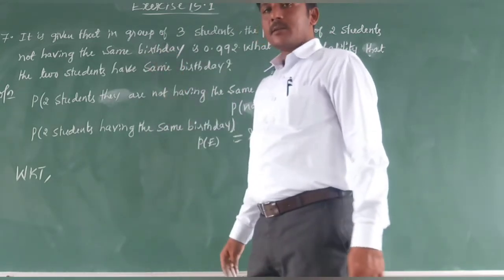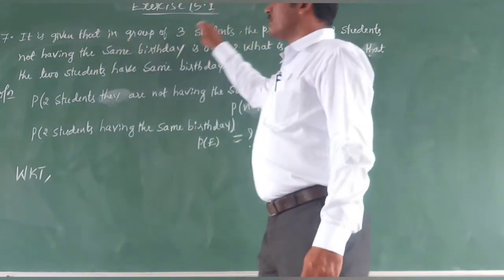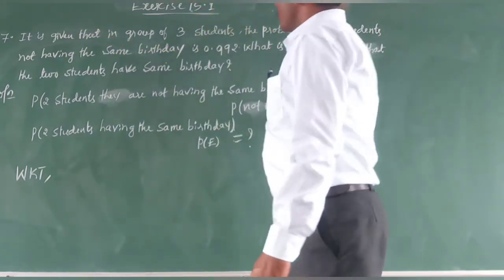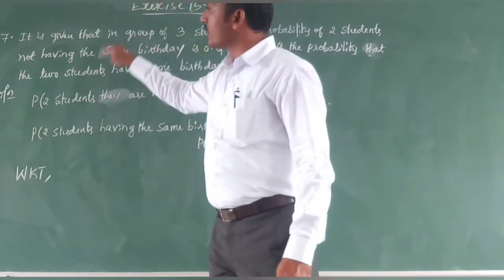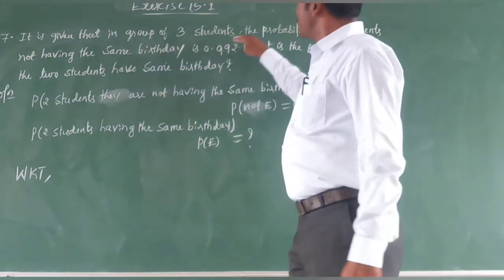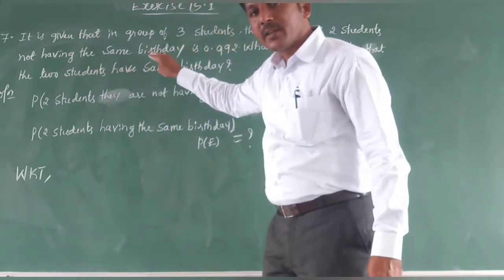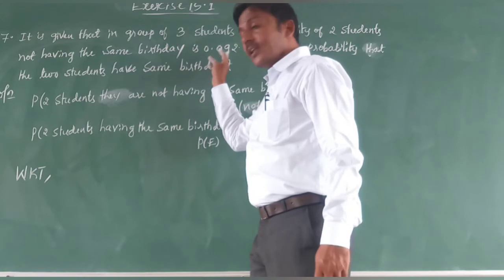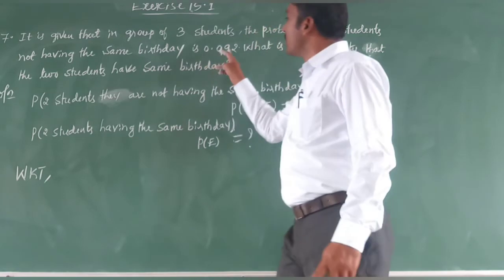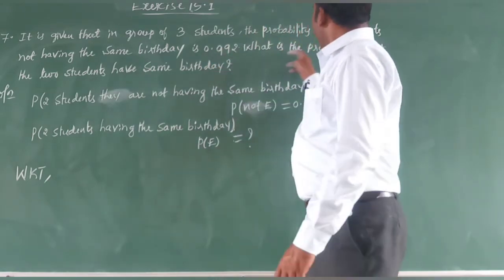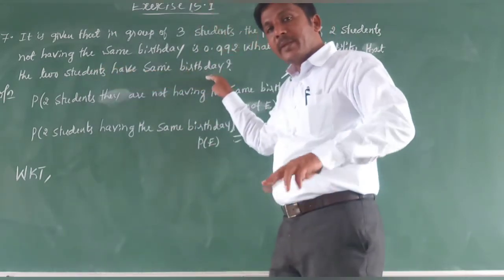Now I discuss the seventh question from exercise 15.1. It is given that in a group of 3 students, the probability of 2 students not having the same birthday is 0.992. See what is given here? It is nothing but P of not E, the complement of E, that is 0.992. What is the probability that the 2 students have the same birthday? That is nothing but P of E, to find.